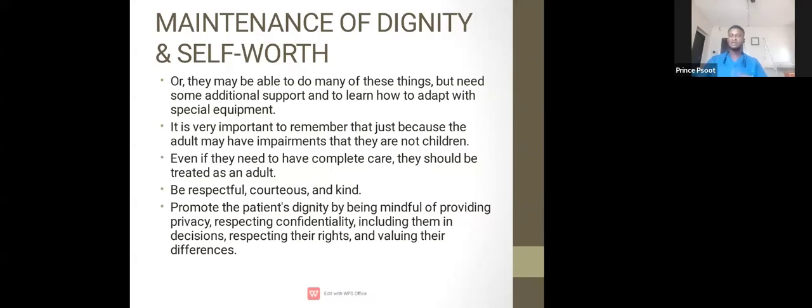So it's very important to remember that just because these adults may have impairments, they are not children. Now, there is this normal scenario where if a child doesn't perform well, you yell at them. When the child is learning, you force them to learn, especially in the African world, the Africans.